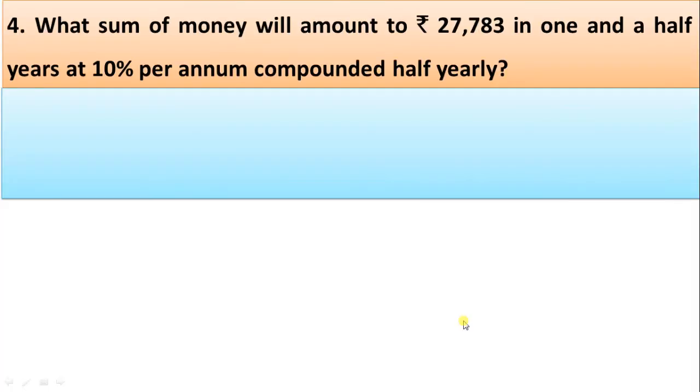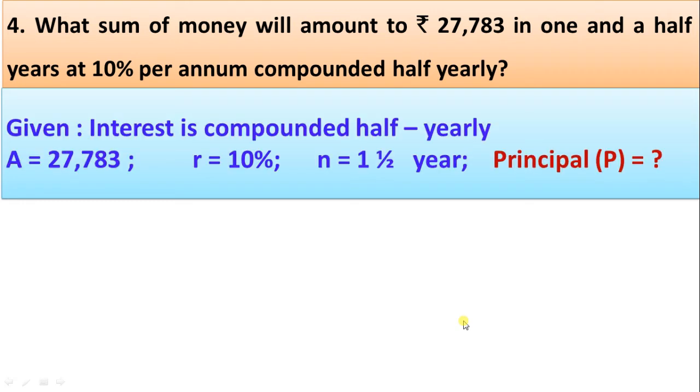Question number 4. What sum of money will amount to rupees 27,783 in 1.5 years at 10% per annum compounded half yearly? This problem is very much direct. What sum of money? That means P is unknown and the amount is 27,783. Rate of interest is 10%. n is given as 1.5 years. P, the principal, has to be calculated.